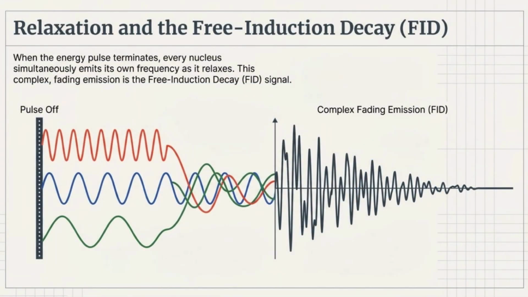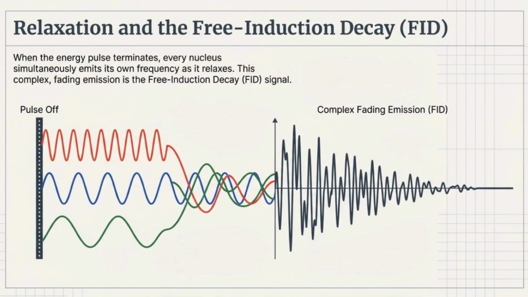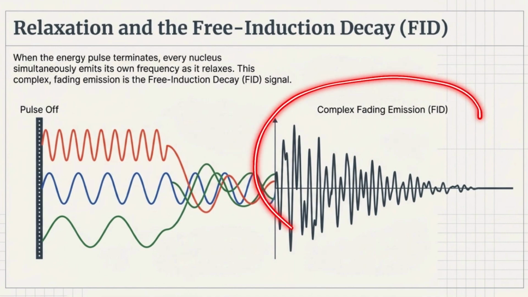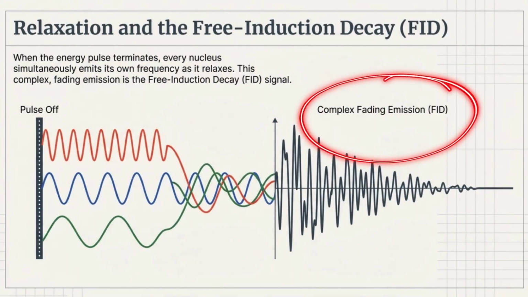Now all the various types of protons get excited, then they relax and emit energy, and this emitted energy is in the form of a signal called free induction decay. So this is one type of proton, this is another type of proton, and this is another type of proton. All these three types of protons emit their signal, and collectively we get a complex fading emission, and this is called the FID signal.